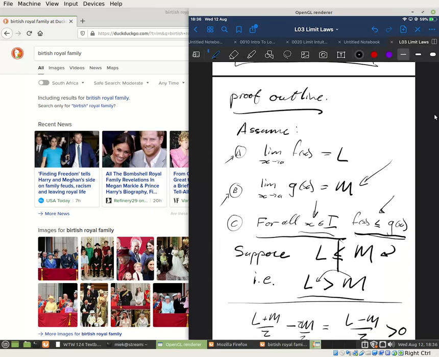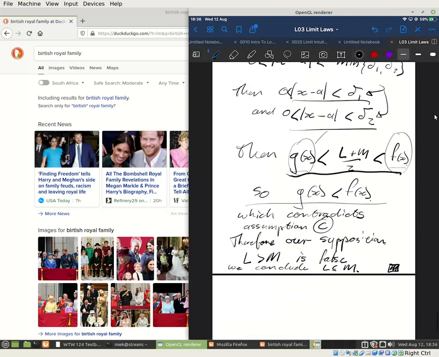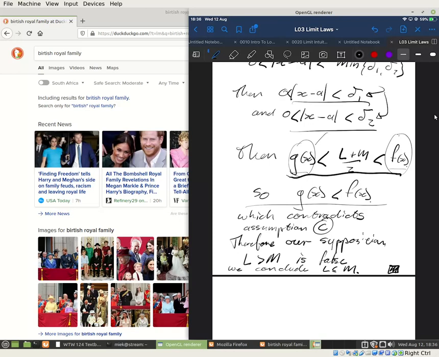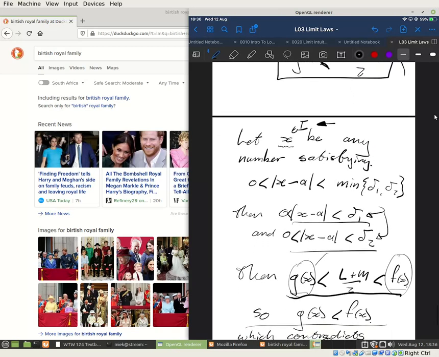C says the value of f is less than or equal to the value of g for all x in I. And since that contradicts that assumption, something must be wrong somewhere, and what is wrong? Our supposition that L is greater than M is false, and we conclude that L must be less than or equal to M. Okay, and that is it for this theorem. I will see you in the next one.